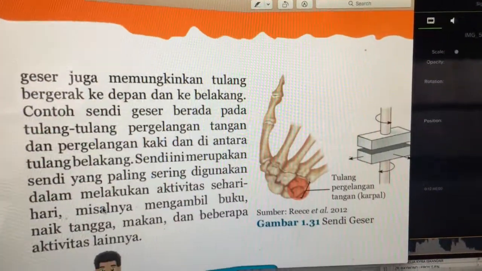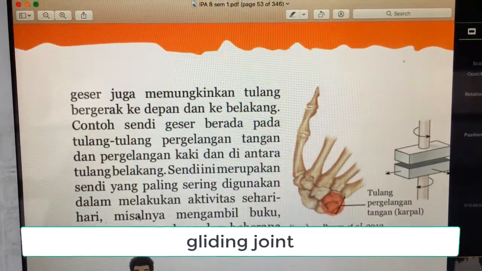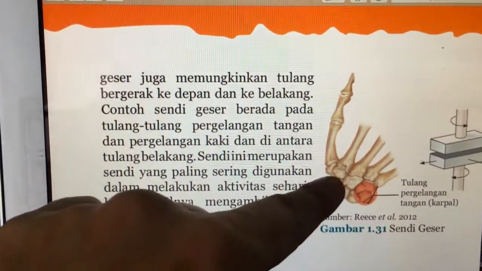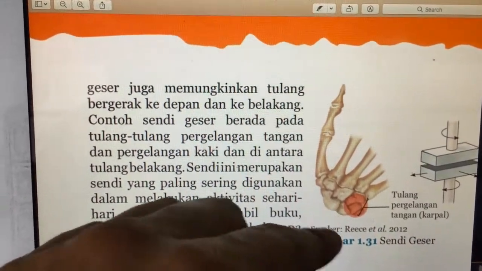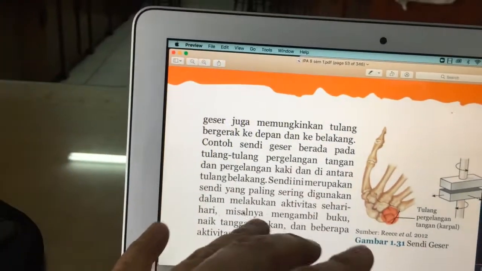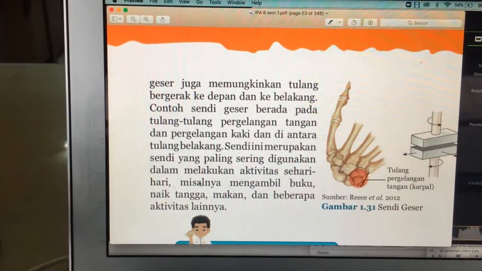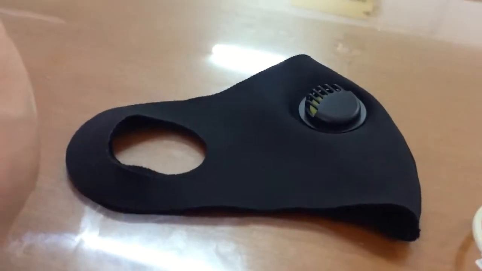Last but not least, we have this kind of joint called the gliding joints, located here among the carpals. They are just gliding on each other. So those were the 5 types of joints.